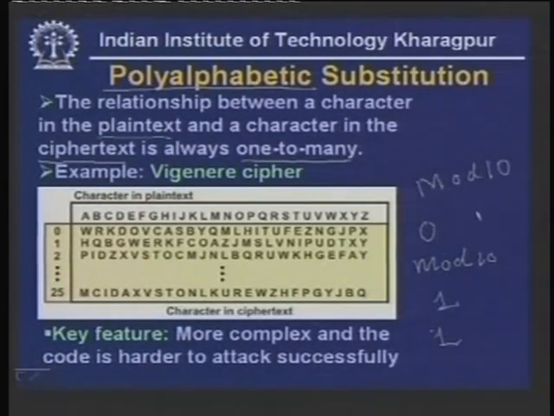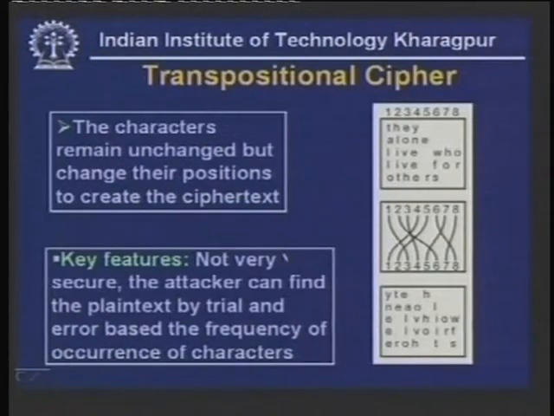In this way you can perform polyalphabetic substitution, that means each character is represented by different characters based on its appearance in different rows. Obviously, it is more complex than the Caesar cipher and the code is harder to attack successfully. So, this gives you better security compared to the Caesar cipher. Another approach that can be used is known as the transpositional cipher.